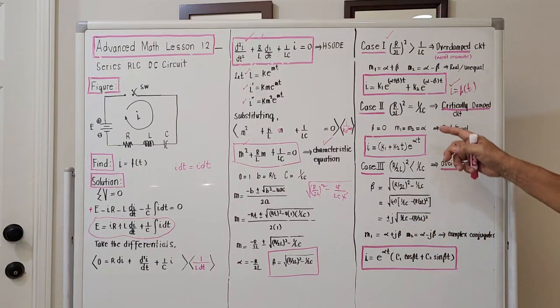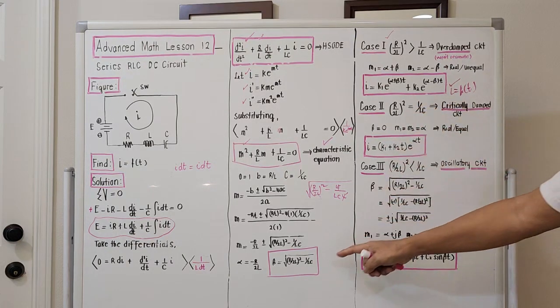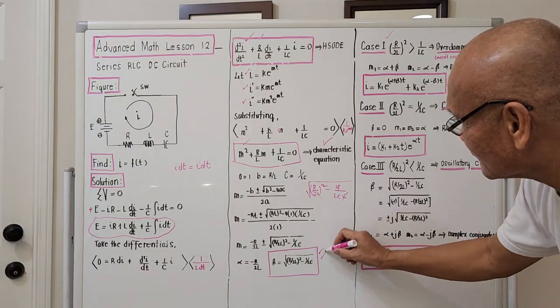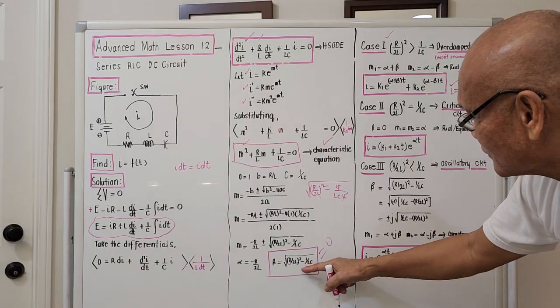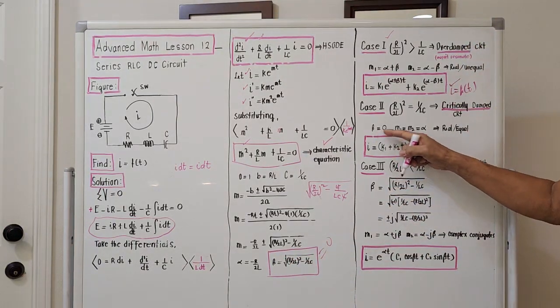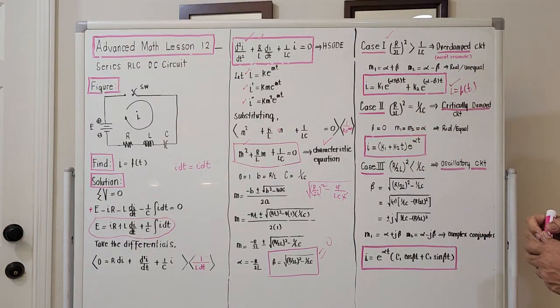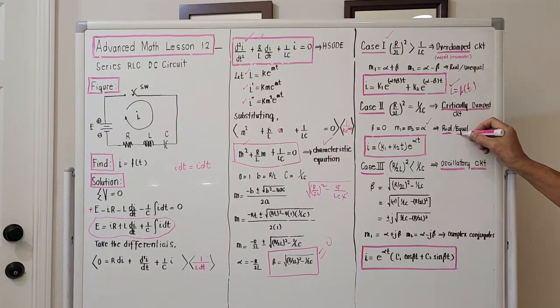So if the two are equal, the value inside the radical will become 0. If these two here are equal, they will cancel out. So beta will be 0, and M1 is equal to M2. It will just be simply equal to the first part, alpha. And they are real and equal.